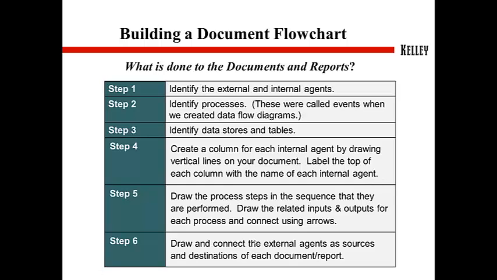So, to summarize, here are the 6 main steps to create a document flowchart. Number 1, identify both the external and the internal agents. Number 2, identify the processes. Number 3, identify the data stores and the tables and any computer files. Number 4, draw a vertical line on your sheet of paper so you have a column for each internal agent, and then label the top of each column. Number 5, draw in the process steps and their related inputs and outputs and connections with arrows. And number 6, draw and connect their external agents as sources and destinations of your documents or reports. So this sounds easy, doesn't it? Sure. Well, happy document flowcharting.